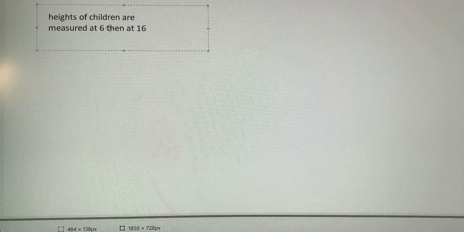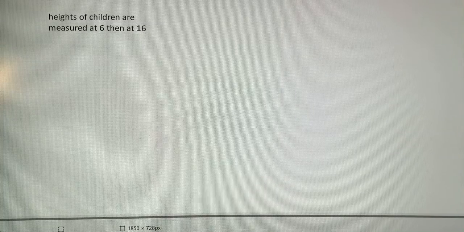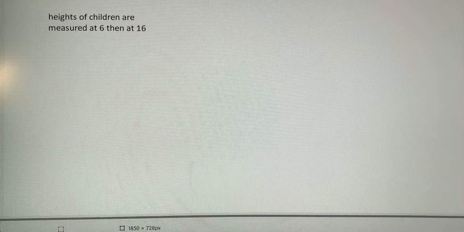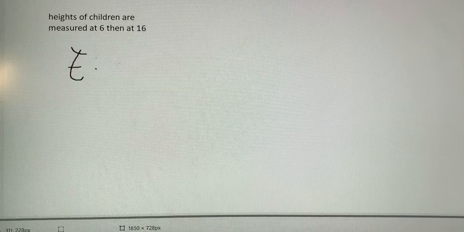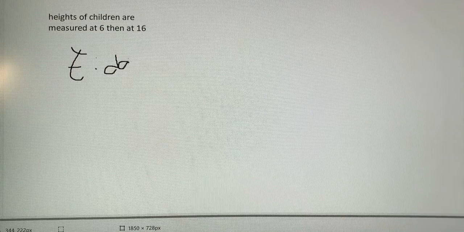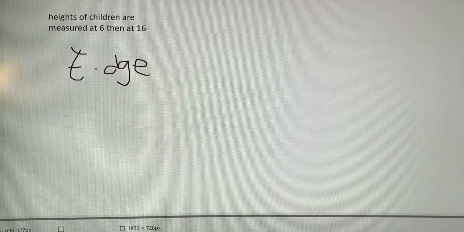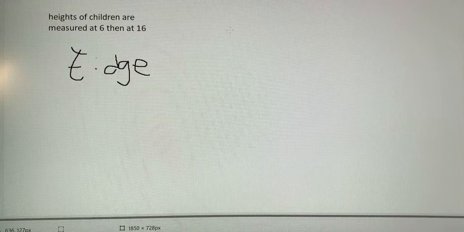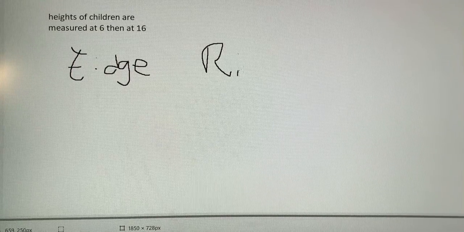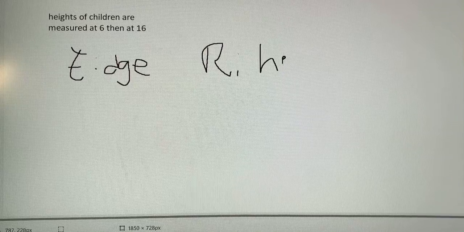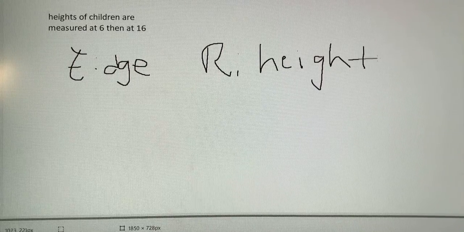Alright, let's just do an example. Heights of children are measured at 6 and then at 16. Which is the explanatory variable and which is the response? The explanatory variable in this situation would be age, since it's going to be graphed on the horizontal x, and age is continually going up, and it provokes the change in the response variable, which would then be height. Since with age, height will be the thing that's changing.